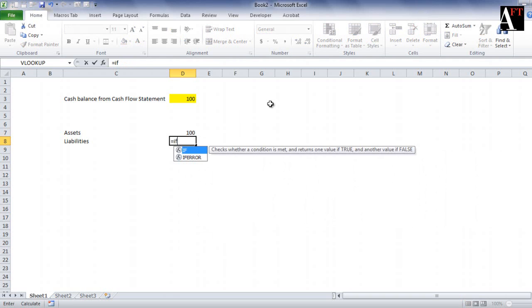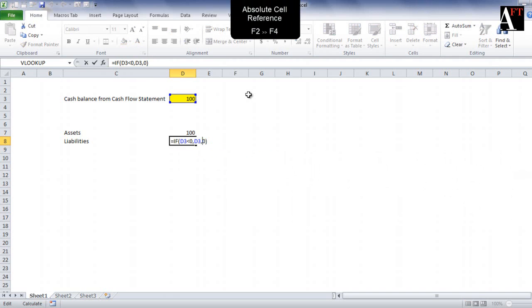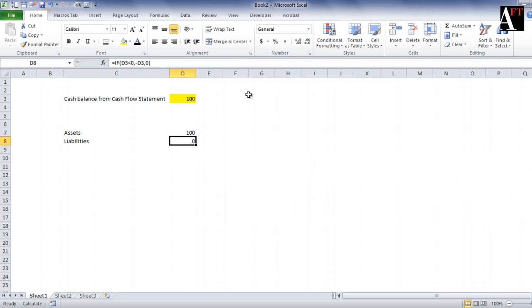Otherwise, let's add one more if formula, wherein if this number is less than zero, then the number is shown on the liability side, but with a changed sign, or zero. So let's add the changed sign here. So now you can note that if the balance becomes minus 100, then the assets become zero and liabilities increase by $100. So that is the simplest way of dealing with positive as well as negative cash balance in your model.